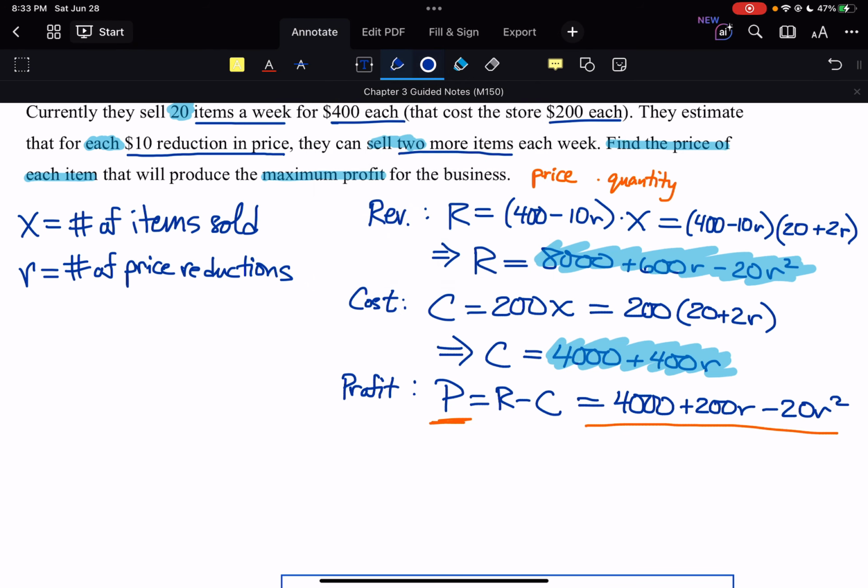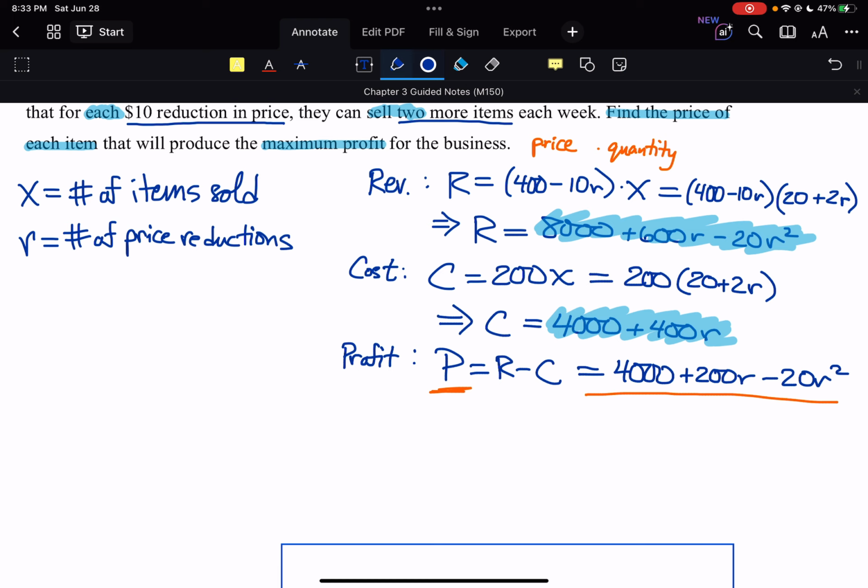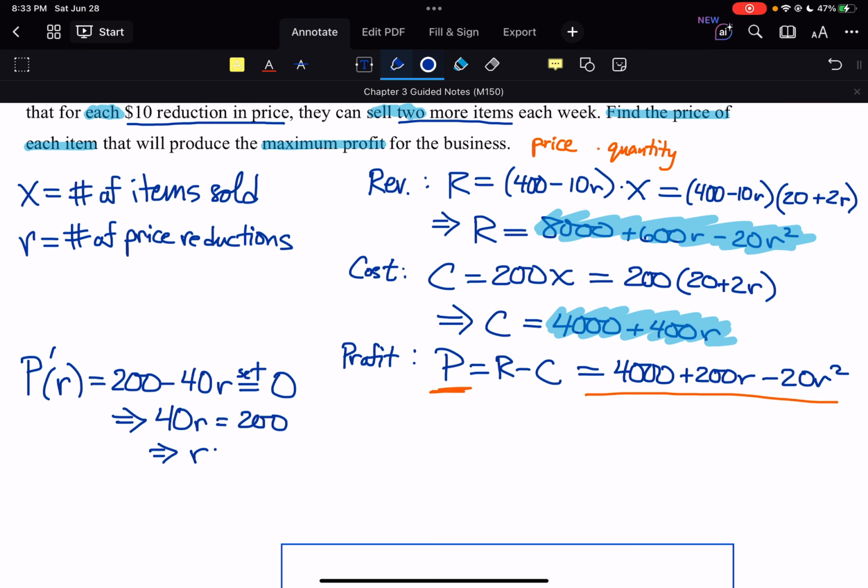Okay, so like I said, this problem and ones like this, the setup is a huge piece of the work to solve this. So let's go ahead and now perform our calculus steps. So we're going to have P prime of R. So we're going to take the derivative. That's going to be 200 minus 40R. We're going to set that equal to 0. So we get 40R equals 200. So R is 5.